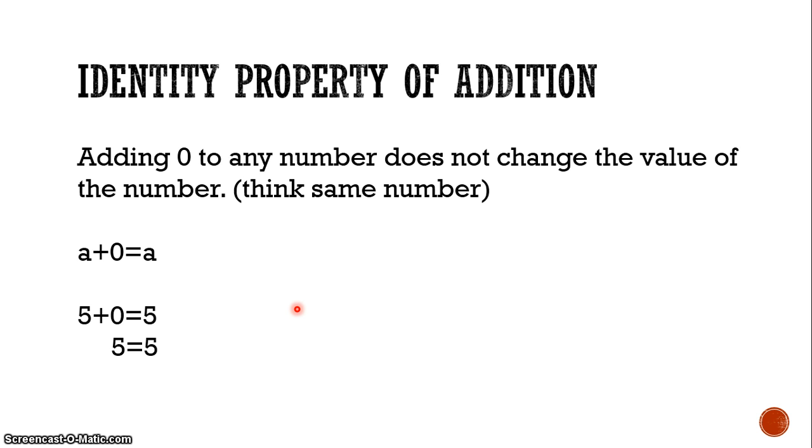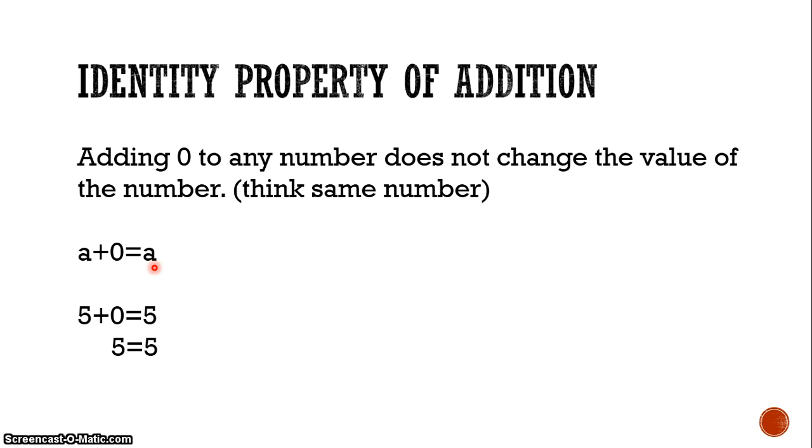Now, identity property of addition. Identity, think identical. Identical, like the same number. They're going to be identical, like identical twins. So adding 0 to any number does not change the value of the number. In English, that means whatever number you have, here I called it A because I don't know what it is, A plus 0 is still going to be A at the end.